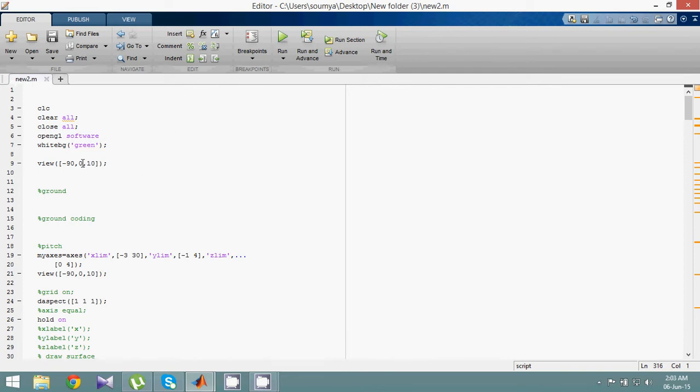The 0 in Y means it does not have any angle, it's just going straight. Then -90 means from the opposite direction, 90 degrees, so it gives a straight view. And 10 degrees in Z means it gives a view from 10 degrees height. So basically I manipulated the Z axis.